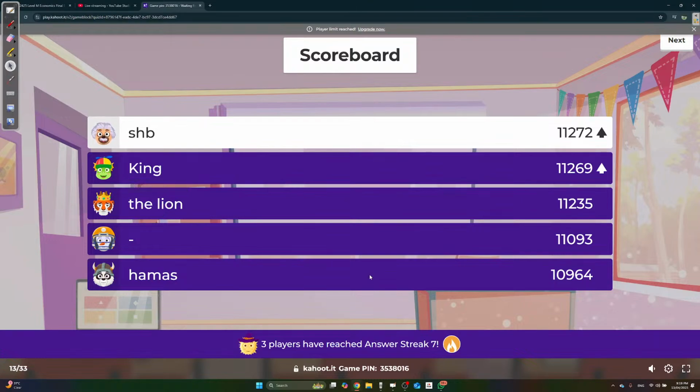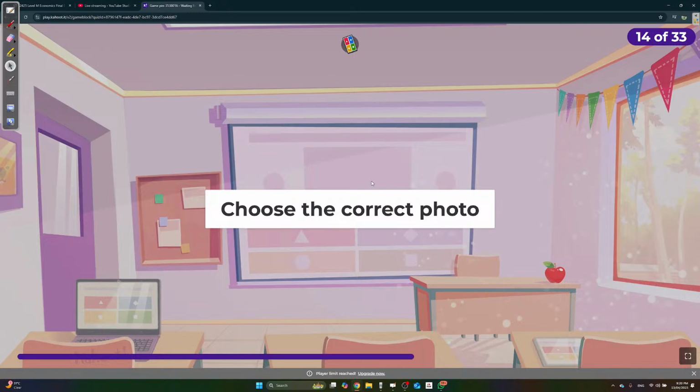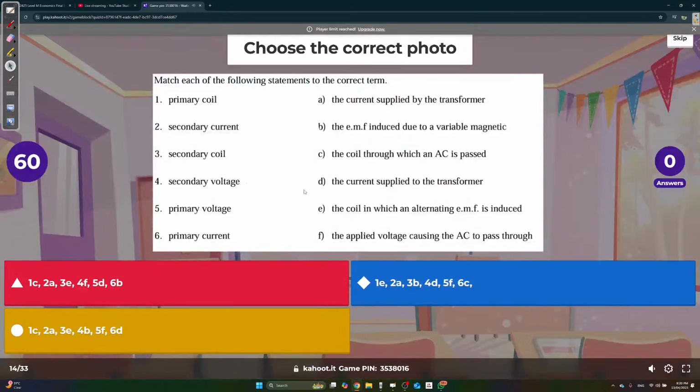These are all questions from last year's term 2 final, which inshallah will come mostly tomorrow. At least 60% of this will come, and I'm confident. Next question. You have to choose the correct photo. It's a matching question. You need to take a look at this and analyze it a bit.